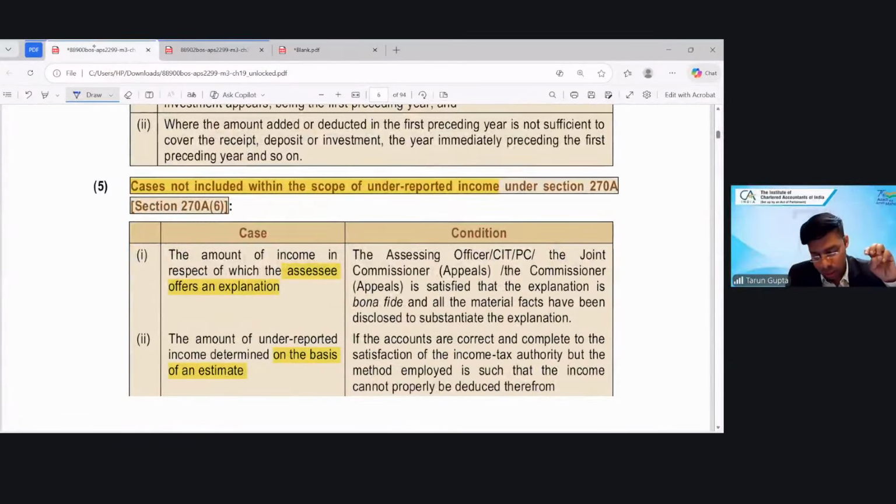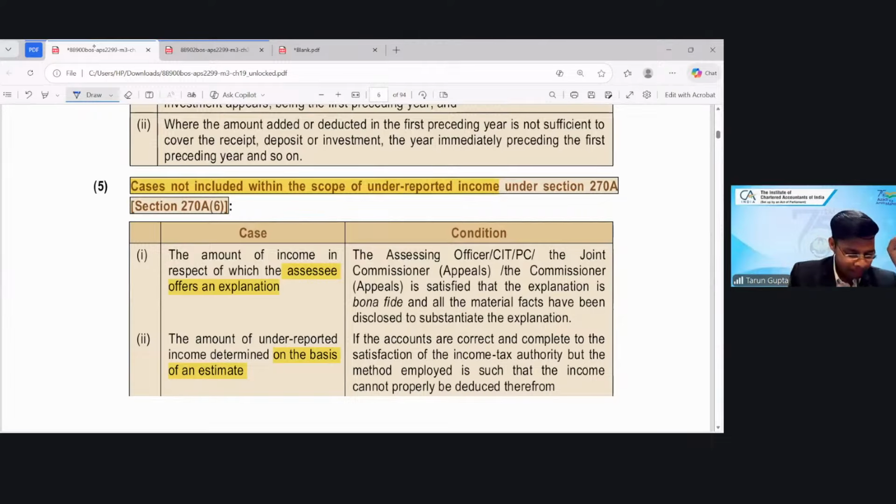Now there are some cases where the income has been increased in the assessment, but it's not subject to penalty under section 270A. So there are cases where the AO increases your income in the assessment proceedings. The assessed income is higher than the returned income, but still the penalty under section 270A is not liable.